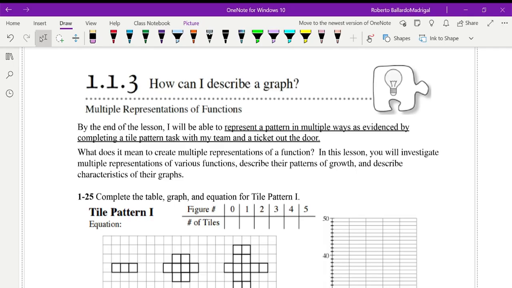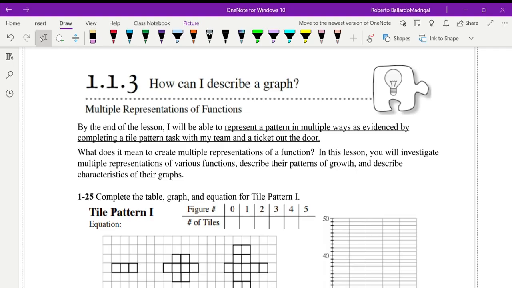We're going to talk about what exactly it means to have a function. So let me go ahead and read the following to you guys. It says, what does it mean to create multiple representations of a function? In this lesson, you will investigate multiple representations of various functions, describe their patterns of growth, and describe characteristics of the graph.